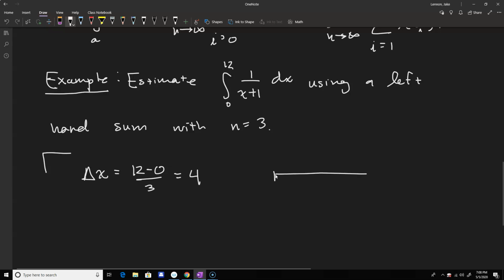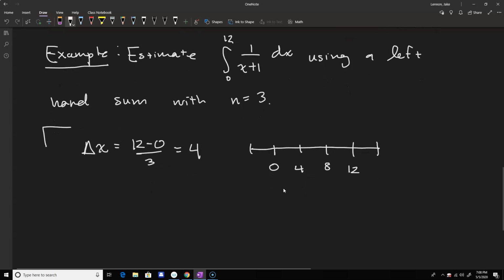And then we make our interval values. So we start at 0 and we count by 4s until we get to 12: 4, 8, 12. So there's extra length to this interval that we don't really need, but we're just doing the left-hand sum.